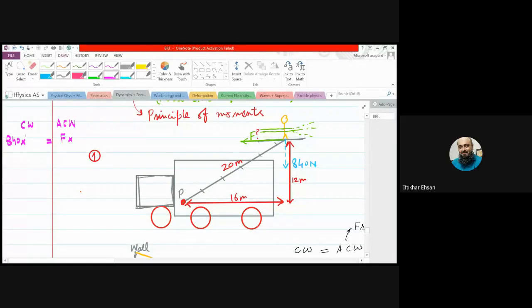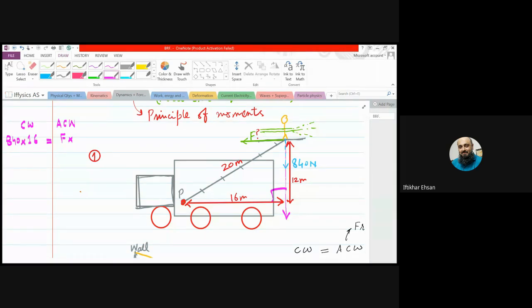20? No, Hassan, you're wrong. Sarosh is correct. It is 16. We need the perpendicular distance. The direction of force is this, and only this distance, 16, is making 90 degrees with this direction, right? So we multiply each force with a distance which is perpendicular to the direction of force.